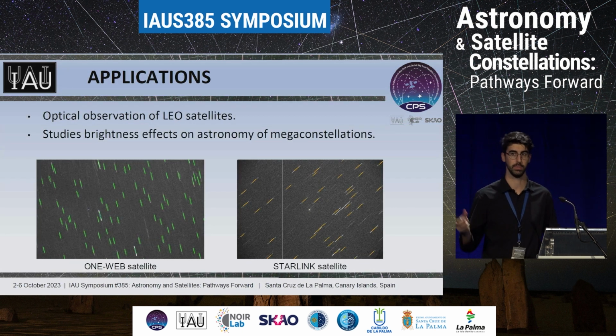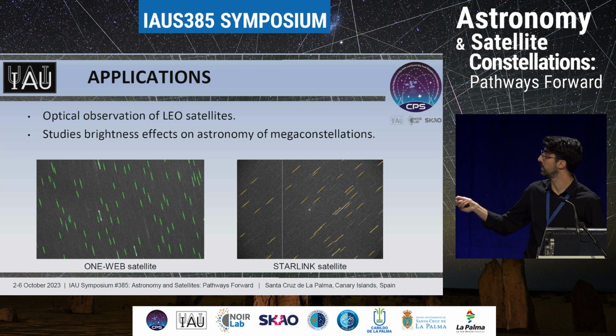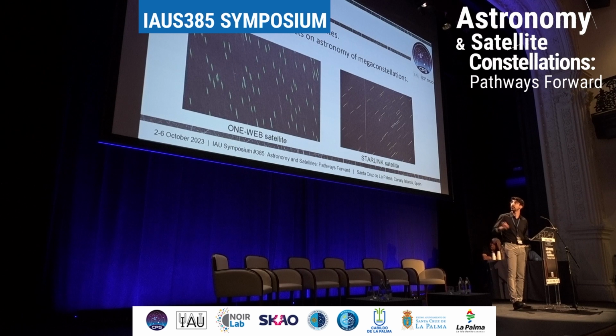For example, with the problem that is gathering us here all together today, the mega constellations. When we want to do this optical observation of these LEO satellites, we are able to leave our camera following that satellite for a long time. A good example of this is this image of the OneWeb, where the OneWeb is right here, and then the same image of a Starlink, where you cannot appreciate it very well, but the Starlink is also detected right there.